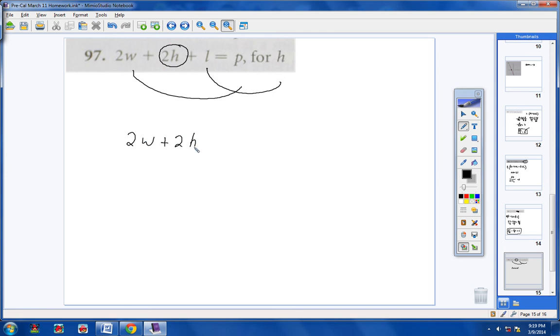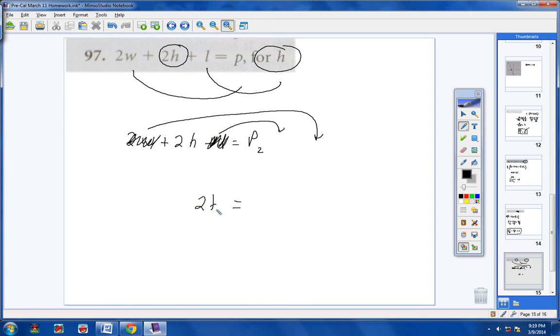2w plus 2h plus l equals p subscript 2, and we're solving for h. So I would pick up the l and bring it over here and make it a negative l, and I would pick up the 2w and bring it over and make it a negative 2w. So this term is now gone, and this term is now gone. Bring down your equal sign. You're left with 2h over here, and then p subscript 2, and then minus 2w, and then minus l. Okay?